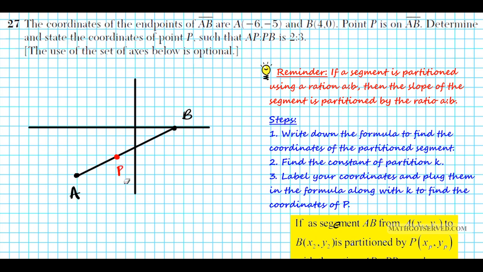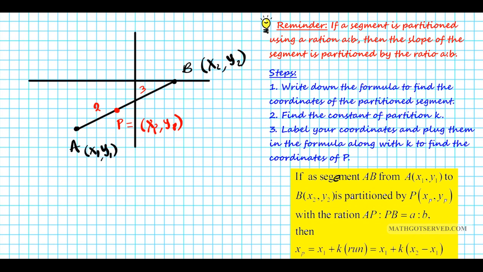All right, so what are the coordinates of this point? Point P is (xp, yp). What are the coordinates of that point? That is what we're looking for. This is (x2, y2), and this is (x1, y1). This is just a visual to help you see that we're partitioning this segment in the ratio 2 to 3. Okay, all right, so let's go ahead and get started.